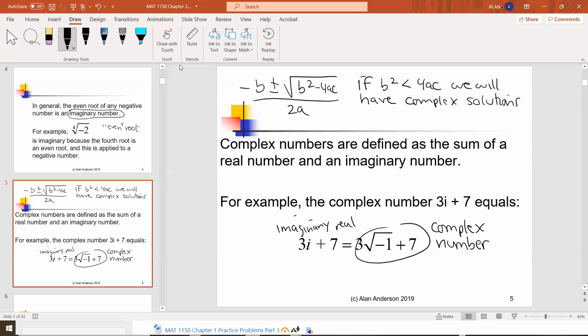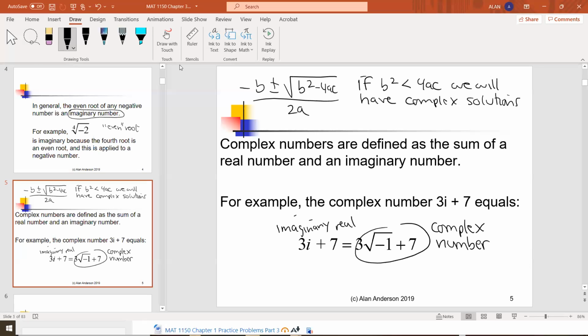Now, when you were in high school and doing this equation, they made sure that this never happened. They did not give you any cases where b squared was less than 4ac. Behind the scenes, without you knowing it, they made sure that this never happened. But it could happen in this class. And if it does, it just means that we're going to wind up with these complex solutions.